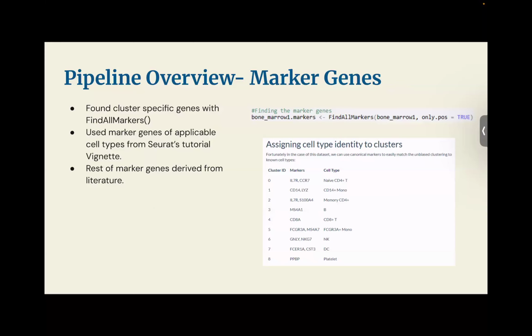And for marker genes, I found cluster-specific genes with FindAllMarkers. I used the marker genes of applicable cell types from the Seurat tutorial vignette, which has a good amount of the cell types that we're looking for, like CD4 T cells, CD8 T cells, B cells, monocytes, natural killer cells, and dendritic cells. The rest of the marker genes I derived from literature here and there.